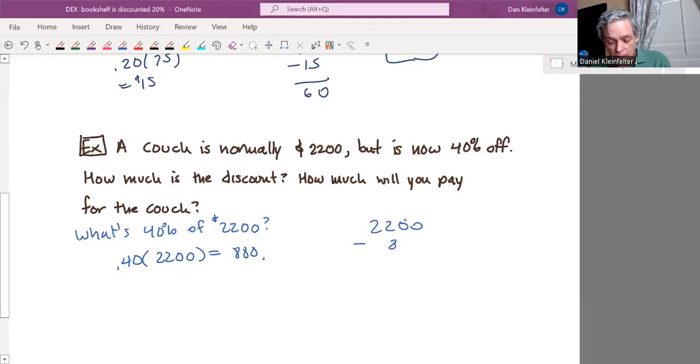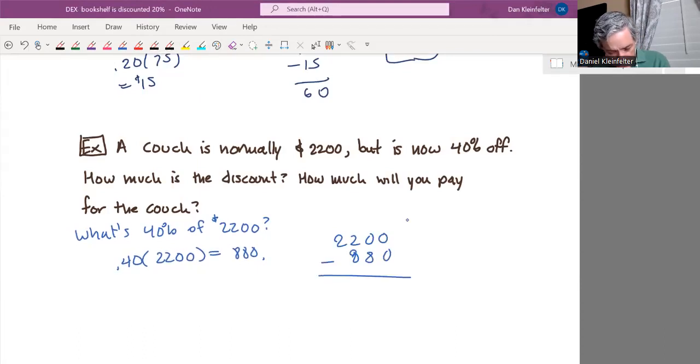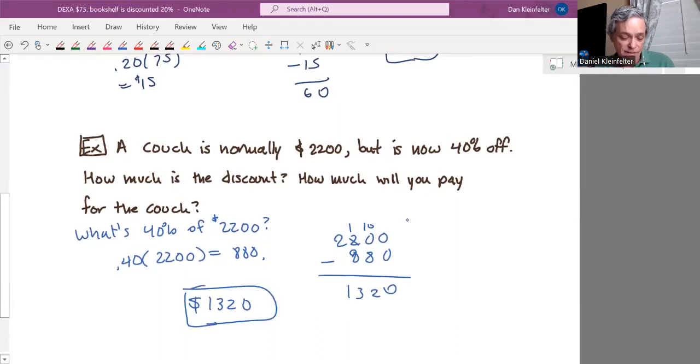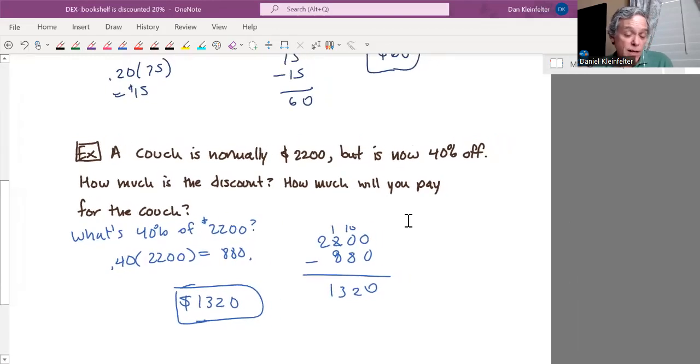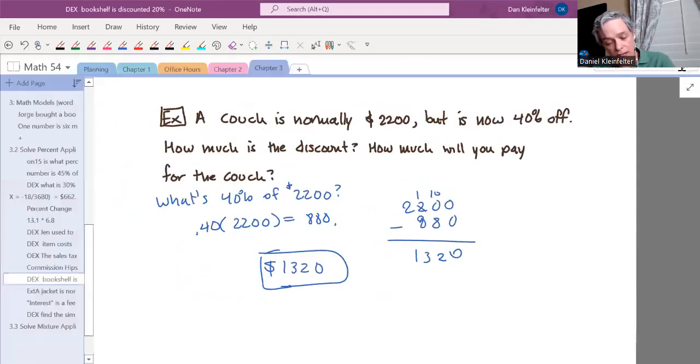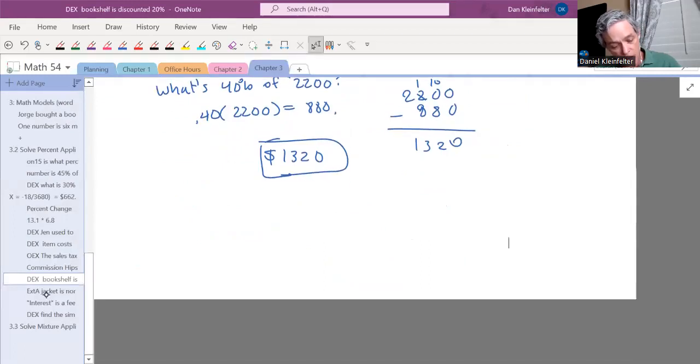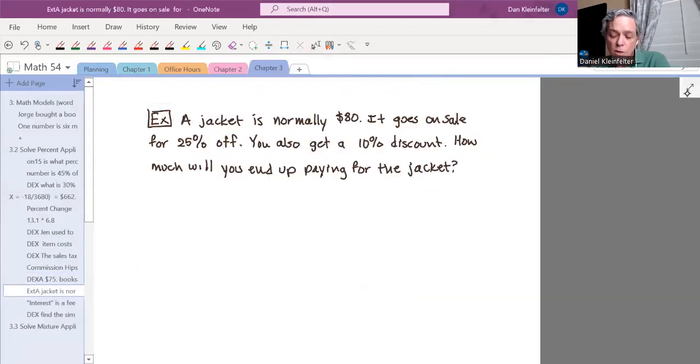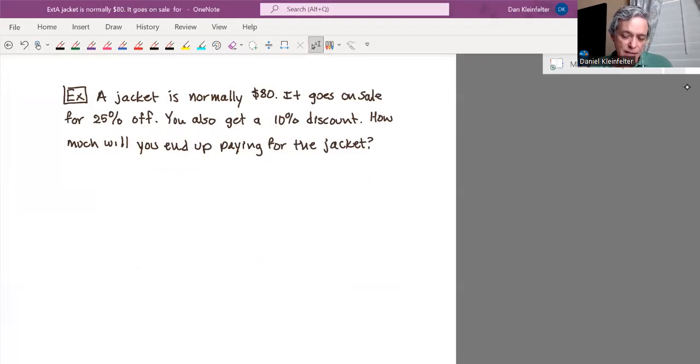So 2,200 minus 880. That's really sloppy. Sorry. 2,200 minus 880. That's not a lot better, is it? Okay, looks like 1,320 for the price of that couch after the discount. We took 40% of the 2,200 and then subtracted it from the price of the couch. Okay, all right. We just have one more discount question, and then we'll do a little bit about interest.